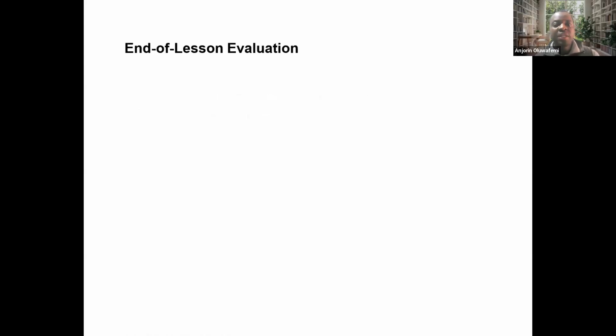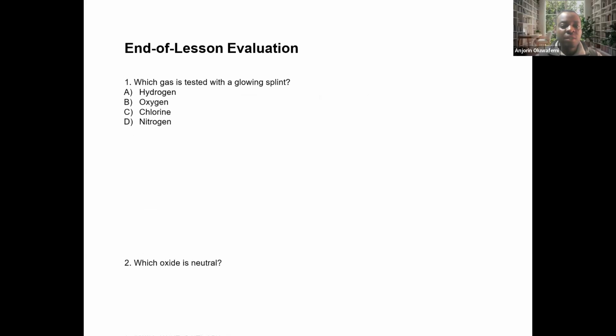So let me evaluate the lesson with these questions. Which gas is tested with a glowing splint? Is it hydrogen, oxygen, chlorine or nitrogen? The second one says, which oxide is neutral? Is it CO2, SO2, CO or Al2O3? Tell me in the comment section which of the oxides you feel is neutral.